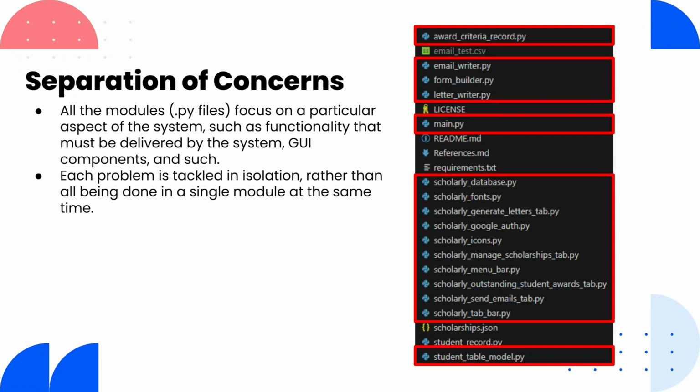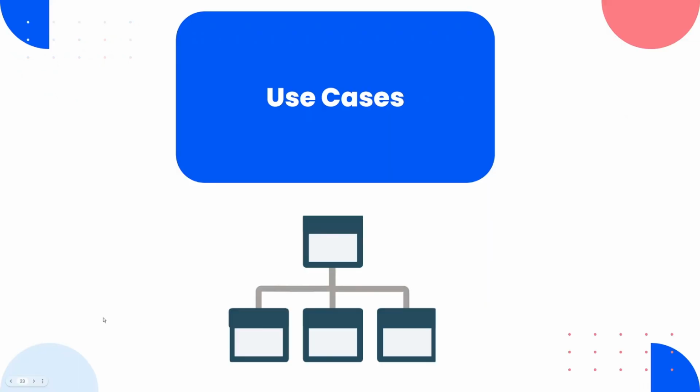And as you can see, in these red highlighted boxes are all the .py files. Given by the names, you can just infer that each module performs a specific purpose for our system. And on to the use cases, which I'll hand over to Kunene.